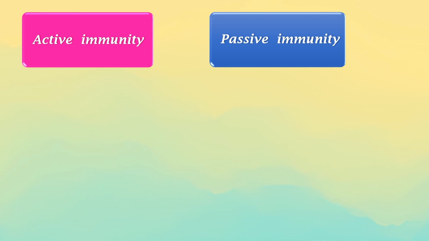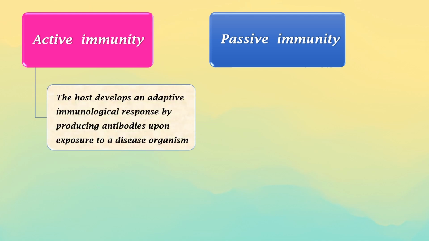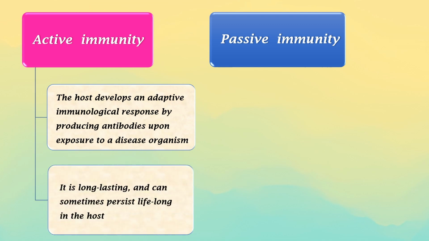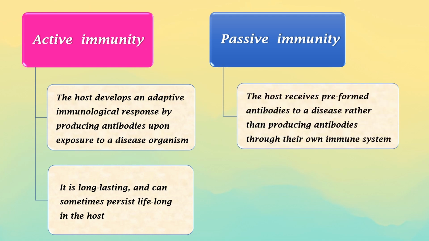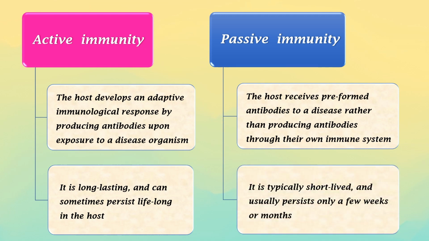So, what is active immunity and passive immunity? In active immunity, the host develops an adaptive immunological response by producing antibodies upon exposure to a disease organism. It is long-lasting, and can sometimes persist lifelong in the host. In passive immunity, the host receives preformed antibodies to a disease rather than producing antibodies through their own immune system. It is typically short-lived, and usually persists only a few weeks or months.